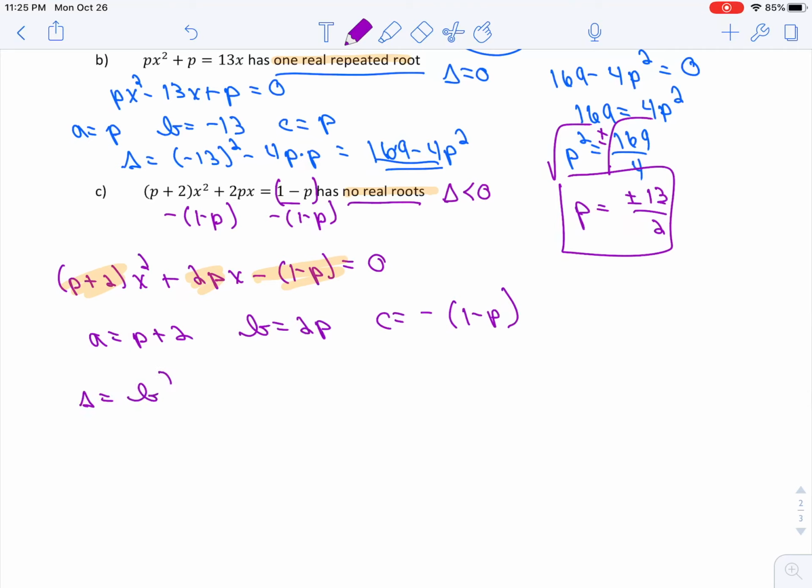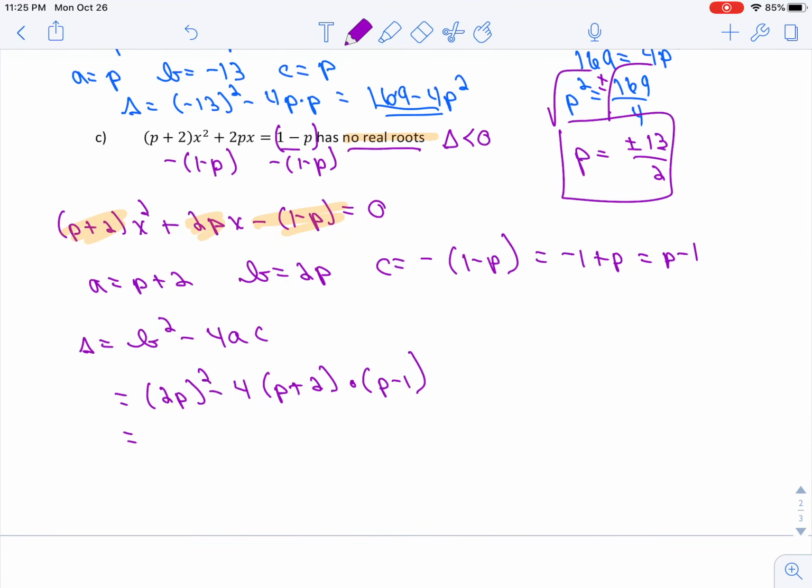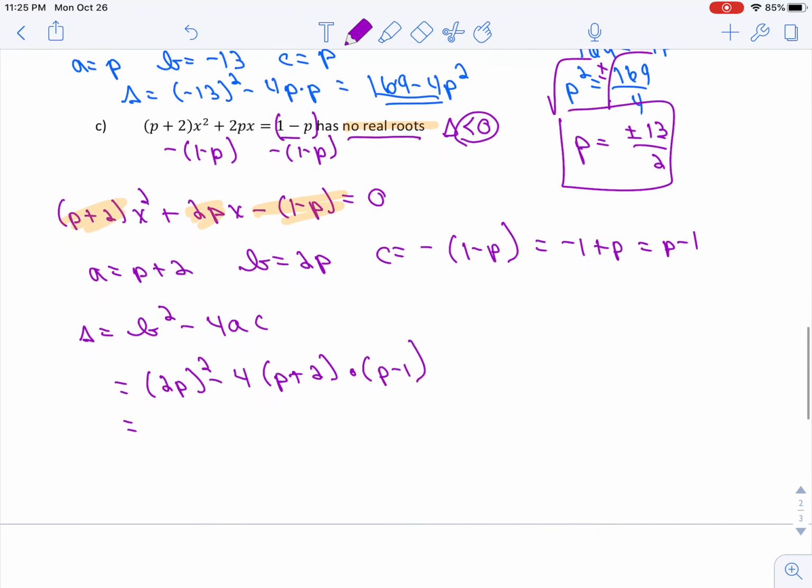So our discriminant then, which is b squared minus 4ac, just the expression that's under the square root sign: b is 2p, so this is 2p squared, minus 4 times a, which is the quantity p plus 2, times c. You know what we could also do here is distribute that negative, so we get negative 1 plus p, or we could write it as p minus 1. So c is p minus 1. That makes things a little bit easier. All right, now we want this to be less than 0.